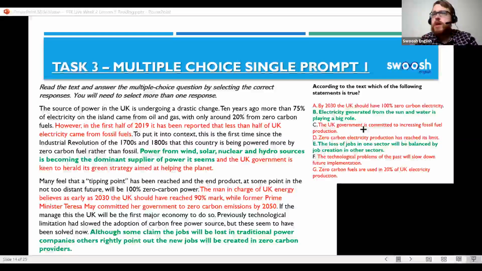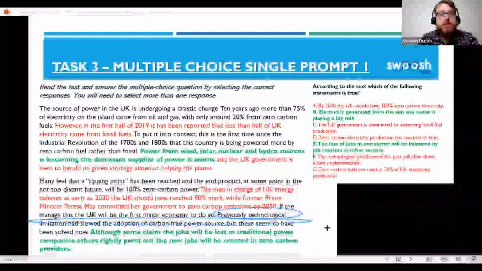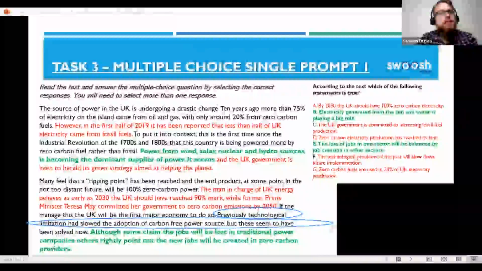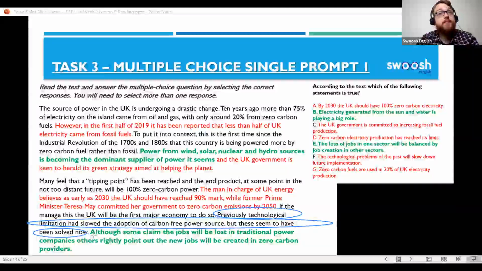What about F? The technological problems of the past will slow down future implementation. Is there anything here that refers to this? Well, no, unfortunately not, apart from this sentence. Previous technological limitation had slowed the adoption of carbon-free power. Now, of course, that part does directly support F, but look at the end part of the sentence: but these seem to have been solved now. That directly contradicts it. Statement F says the technological problems of the past will slow down future implementation, but the passage says it has been solved, so it will not be a problem in the future, therefore eliminating that as a correct answer.